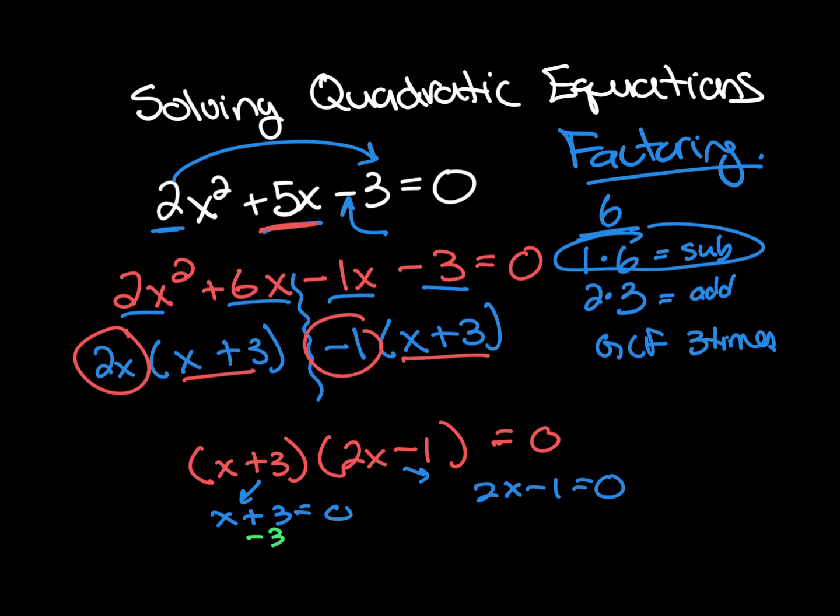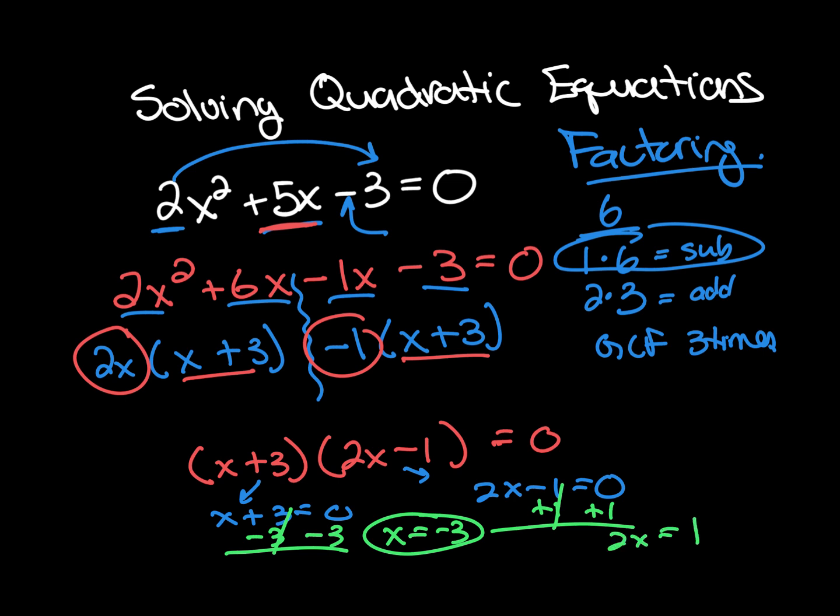The only thing I can do to solve for x on the first one is subtract by 3, so my answer is negative 3. And for the second one, there would be 2 steps. I would add 1, and then the last step would be to divide by 2. So I have x equals negative 3, and I have x equals 1/2. There would be one additional step, which would be to plug it back into the original to check to make sure you get a true statement, but I'm not going to do that here in this video.